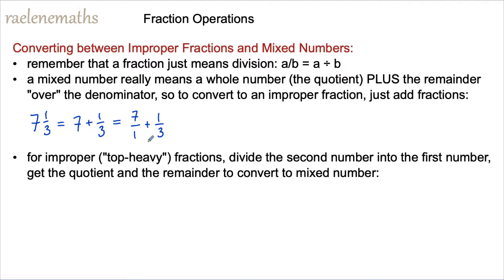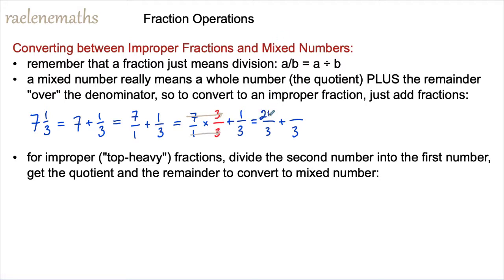And we need to find a common denominator between 1 and 3, which in this case is 3. So the first number gets multiplied by 3 over 3, and the second fraction already has the common denominator, so in theory we could multiply by 1 over 1, but that's not necessary. And then we keep the common denominator of 3, and we multiply the first fraction together, 7 over 3 times 3 over 3.